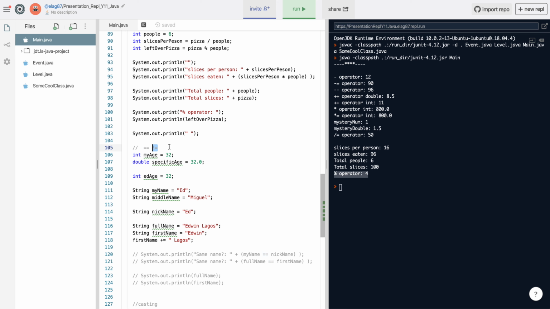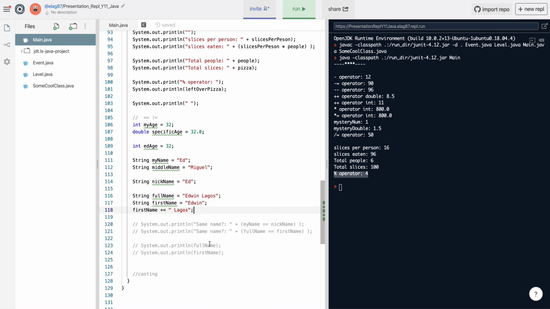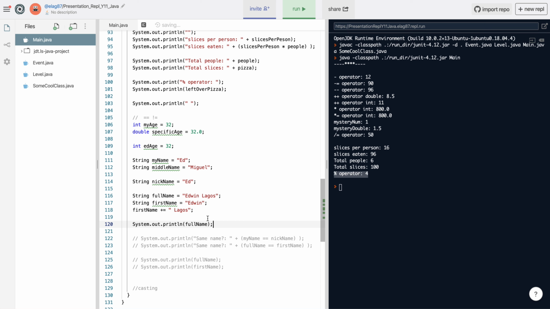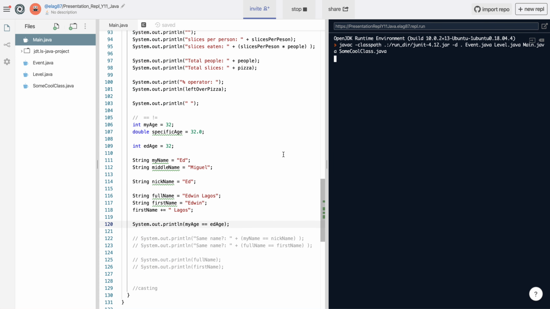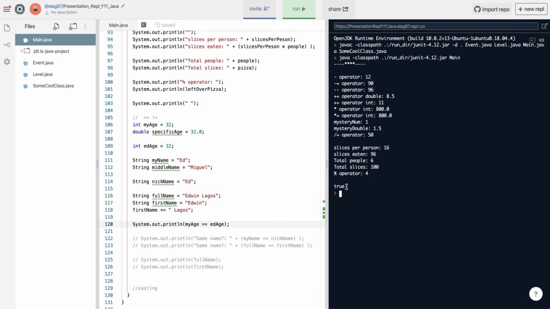So the first thing that we're going to do is look at some integers. If I wanted to figure out if one integer is the same as the other, I am free to use the equals equal sign. So I will say my age equals Ed's age. In this case, I would expect the system to print out true. At the bottom, it's printing out that my age equals Ed's age, which is 32 and 32. They are the same.